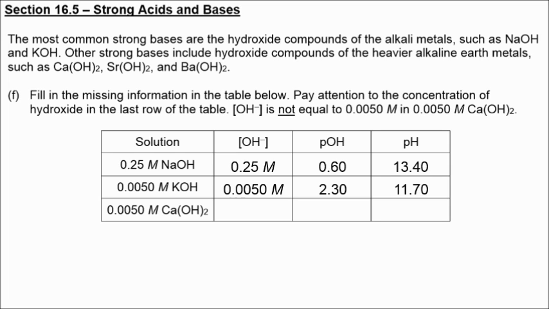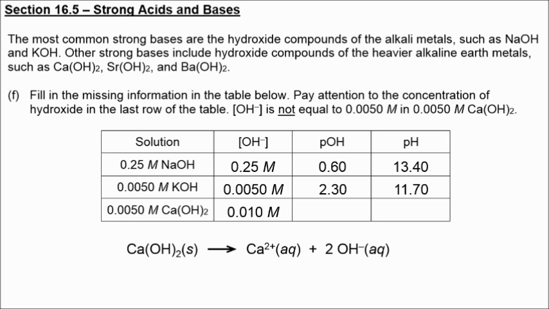Now it says pay attention to the concentration of hydroxide in the last row. The concentration of hydroxide is not equal to 0.0050 because calcium hydroxide produces 2 moles of hydroxide for every 1 mole of solid. Our concentration of hydroxide is twice as much. It's actually 0.01. The negative log of 0.01 gives us a pOH of 2 and a pH of 12.